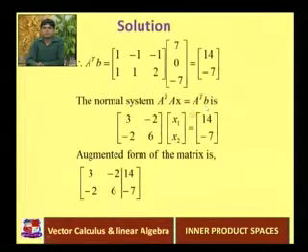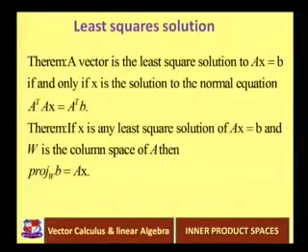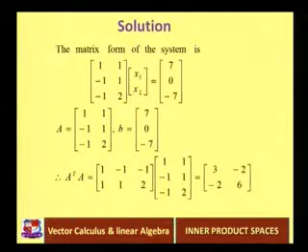Why do we use this equation? Because in the previous slide, we saw this theorem. We want to find the least square solution of the system Ax equals B. For that, if we want to find this solution X for the system, we only have to solve A transpose A X equals A transpose B, and we get the solution of the required system.